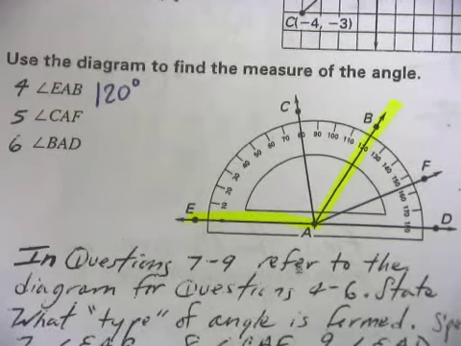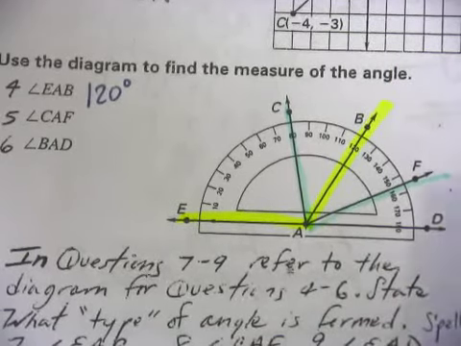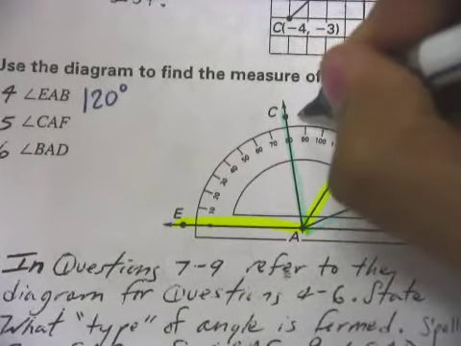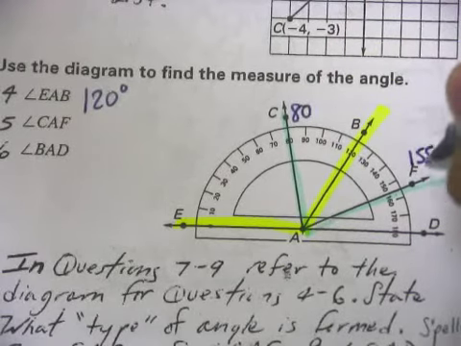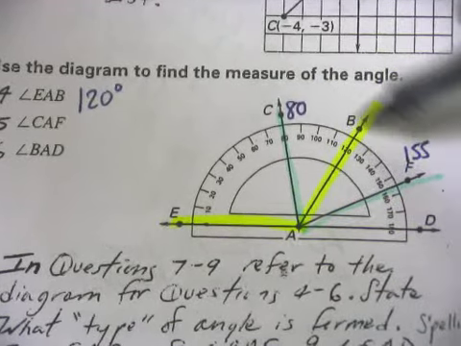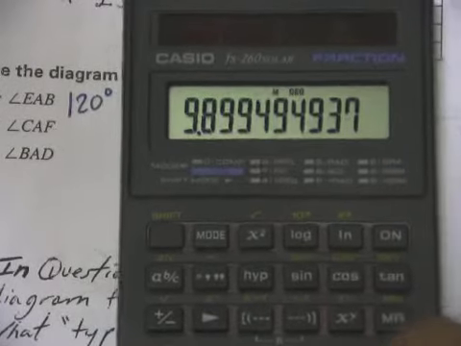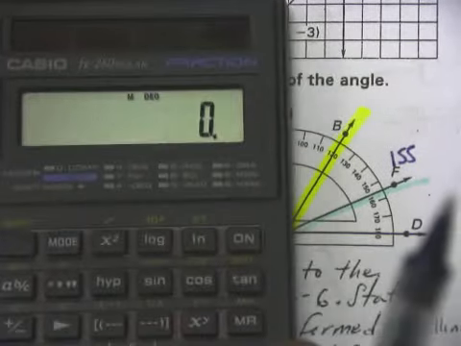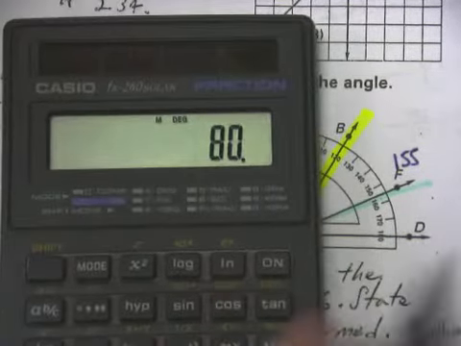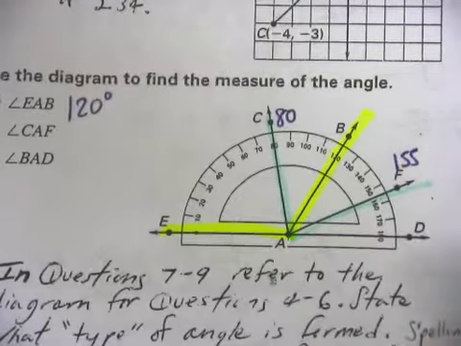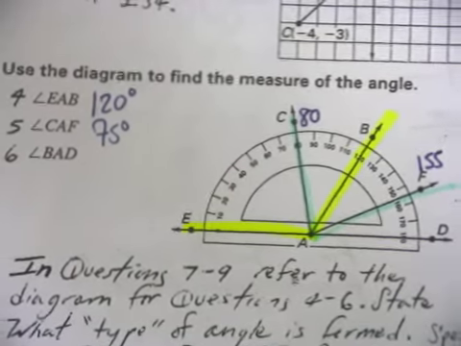Number 5, they asked for the measure of angle CAF, which is this measure here. And we can see here that CAF is going from 80 degrees to 155 degrees. And I'm looking for the difference. So I have 155 minus 80 degrees, and I get 75 degrees.